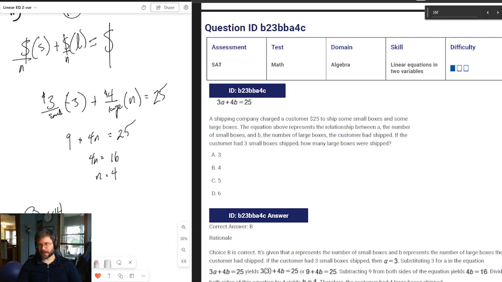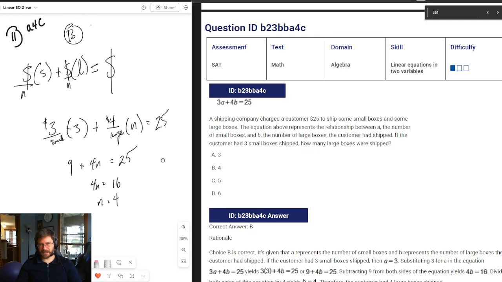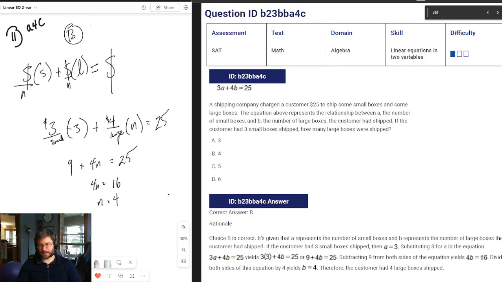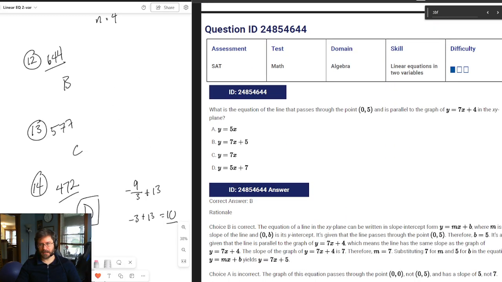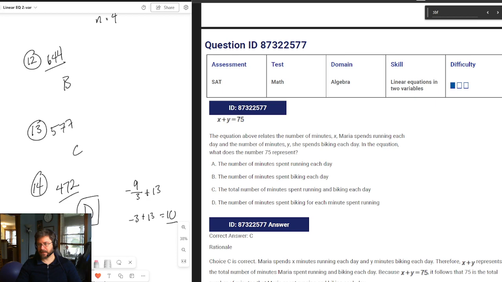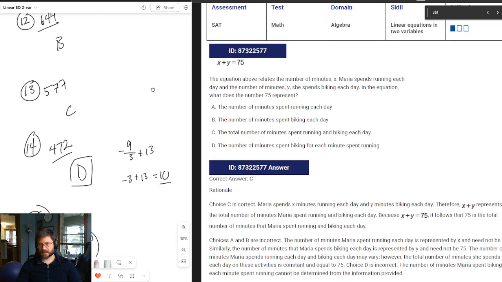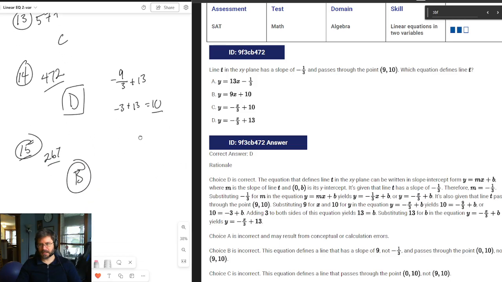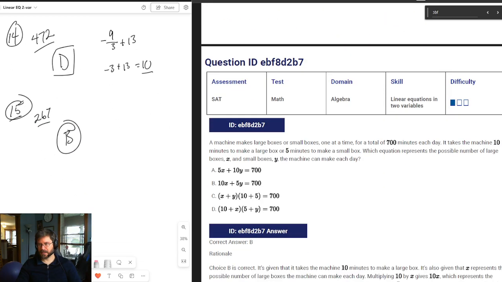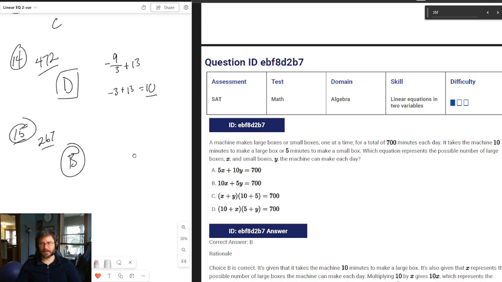I guess we should be thorough and go ahead and check our answers. A4C was answer B. 644 was answer B. 577 is C. 472 was D. And 2B7 is B. Very good.